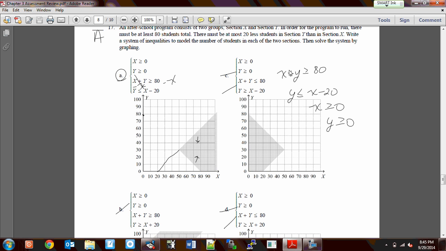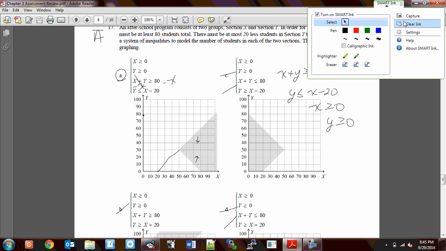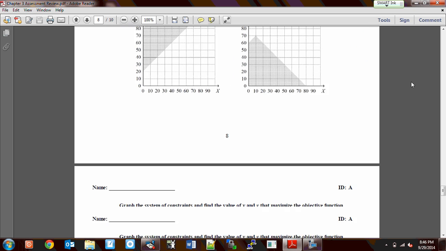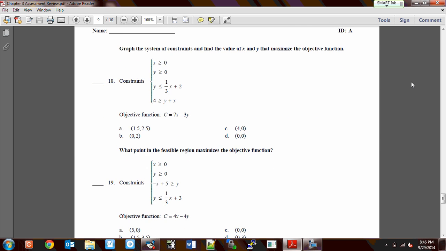All right, so I'm doing so many of these because you need to know how to take an equation and set up your constraints. Remember, these are your constraints. All right, so you need to know how to take an equation or take a word problem and set up constraints to match. All right, let's look at 18.